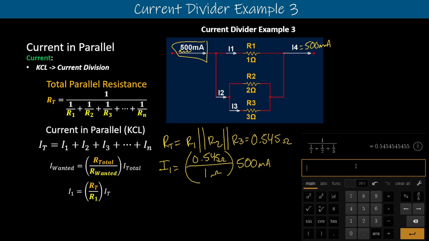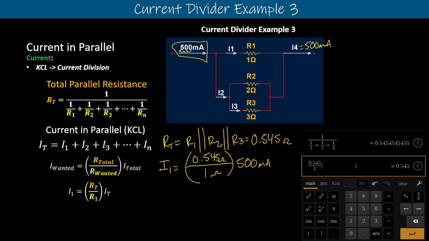Let's calculate that out. 0.545 divided by 1 multiplied by, and I'm going to leave this in milliamps, 500, right? And I know that that answer is also in milliamps. Right, so now we know that I1 is getting 272.5 mA.